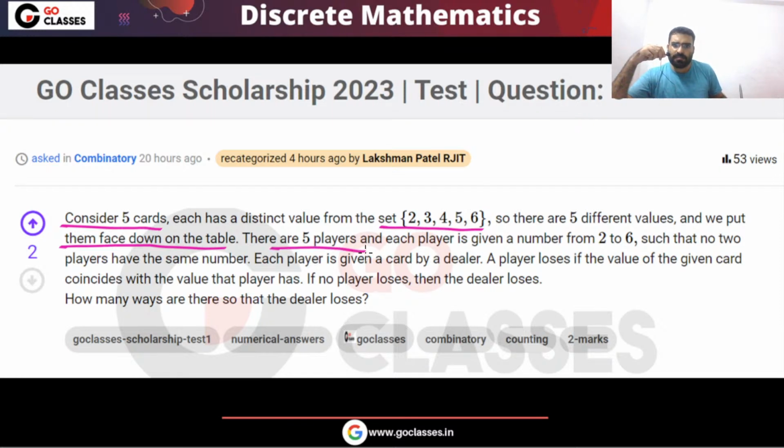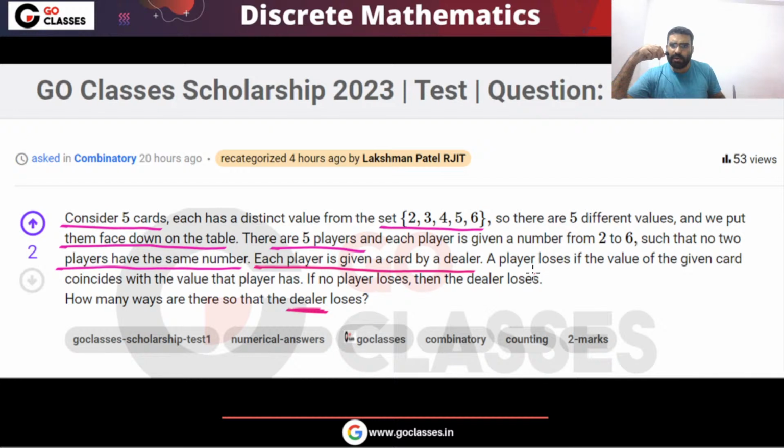There are 5 players, and to every player we give a number. Every player has a different number. Now, to every player we give a card. There is a dealer who is giving a card to every player.